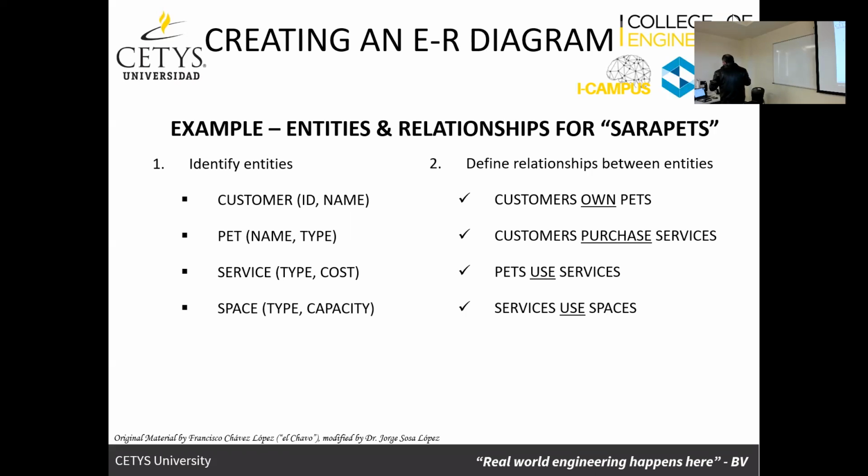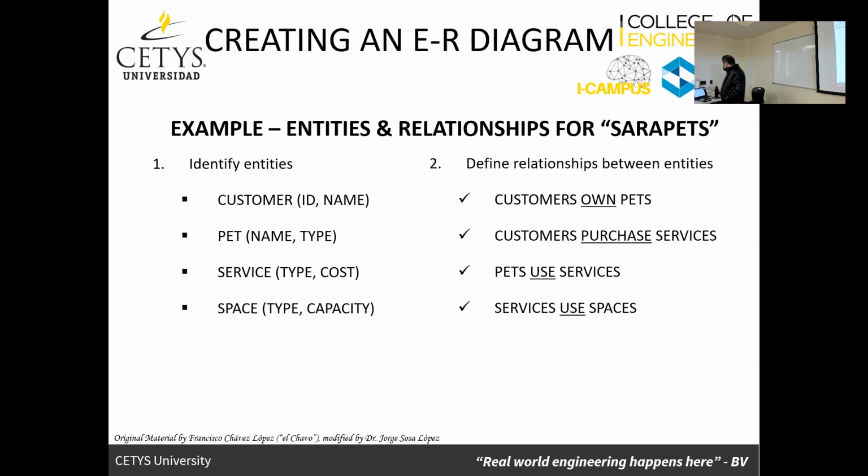The service, meaning the service that we're offering, because there's grooming services, hotel services, and basic veterinary services. So the type could be an attribute, and the cost could be another one. Some of you were also talking about the spaces that were used. There might be spaces or kennels to keep the animals, and other spaces used for medical purposes, etc. So the spaces, the type, and the capacity could be examples of attributes as well.